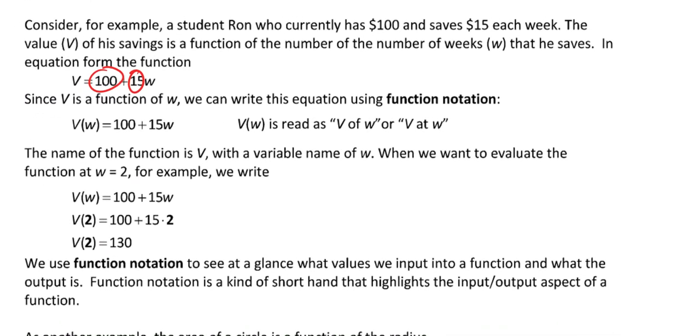Another way of writing this using function notation would be like this. It'd be v, and then this looks a little different. It's like a subscript. It's v of w, like v and then w beside it in brackets, is equal to 100 plus 15w.